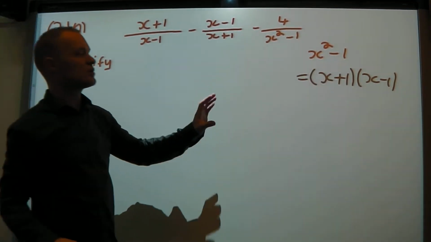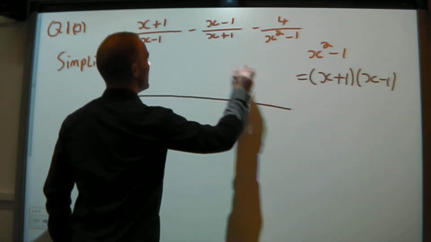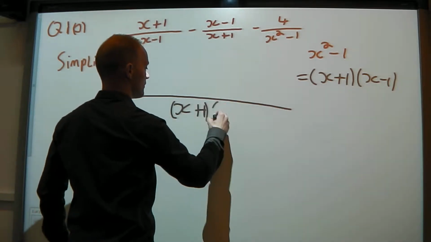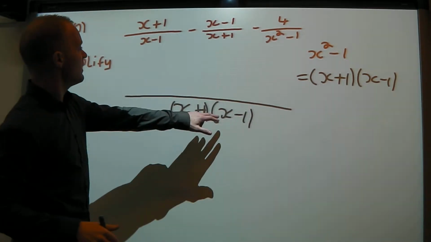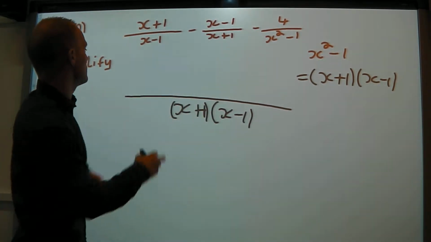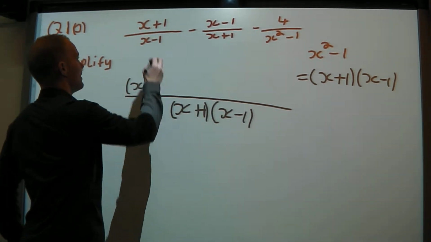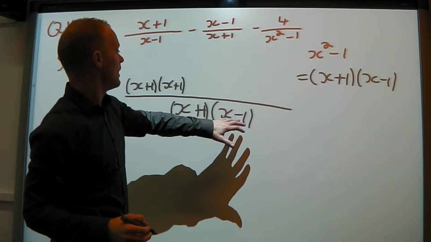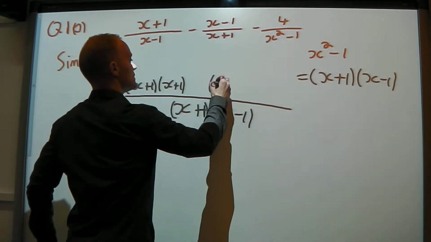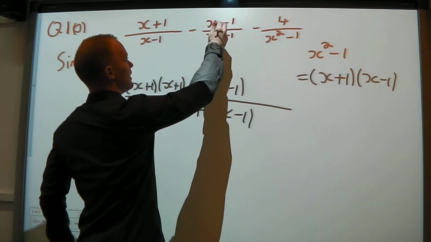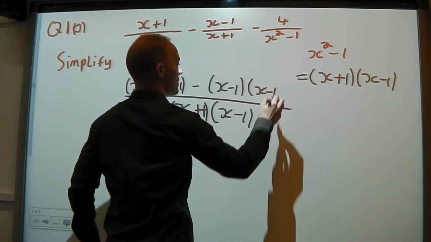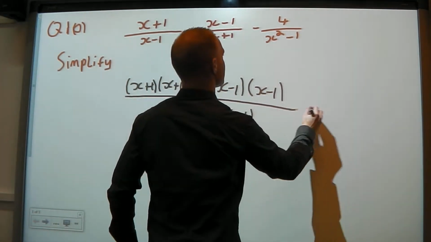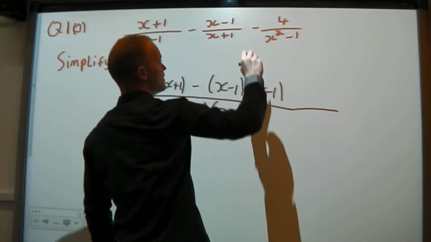So for this part of the question, we're just going to find the lowest common denominator. Our lowest common denominator of all these three terms is (x plus 1)(x minus 1). Now x minus 1 goes into this term x plus 1 times, and then we have to multiply it by x plus 1. And x plus 1 goes into this term x minus 1 times, and that's minus by the way. And then x minus 1 goes into this term once, so it's just minus 4.